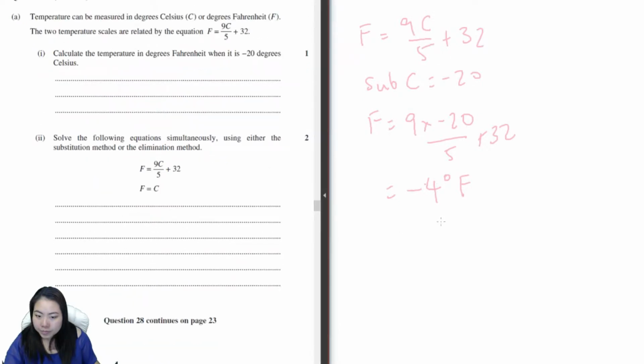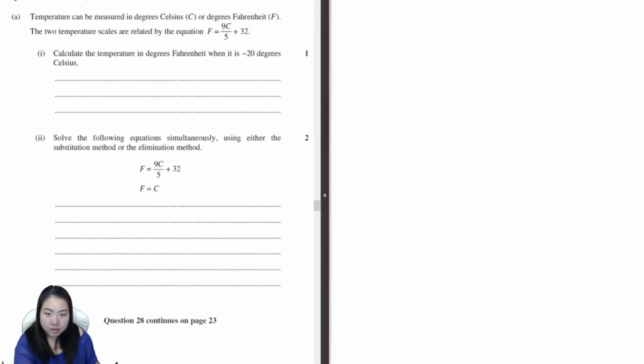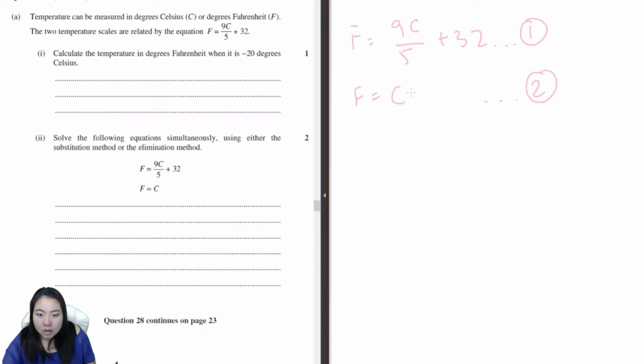Question 2 for 2 marks. Solve the following equations simultaneously using either the substitution method or the elimination method. Let me just write the 2 equations down. I am going to substitute 2 into 1.